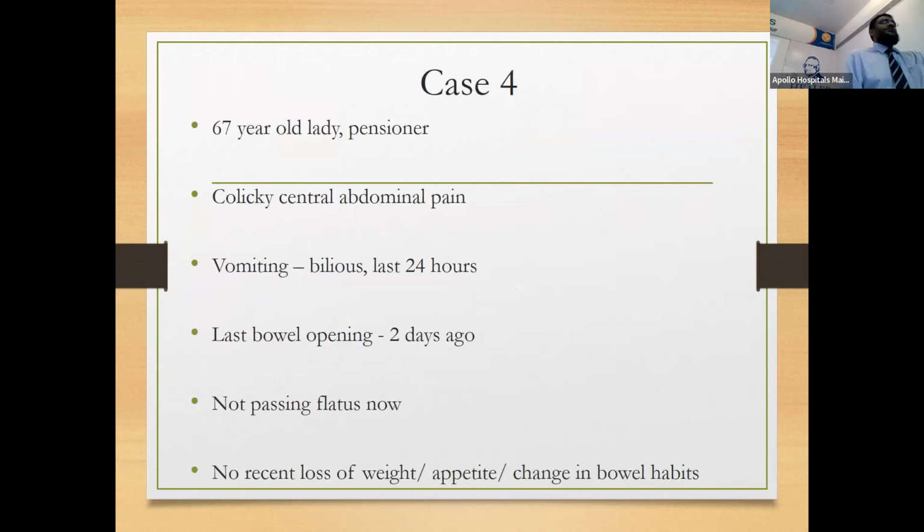Last case. 67-year-old lady who's a pensioner, colicky central abdominal pain, 24 hours, bilious vomiting. She last opened her bowels 2 days earlier. Now she's not passing flatus. No red flag symptoms. She's all right otherwise. No PR bleed, no loss of weight, no change in bowel habits.